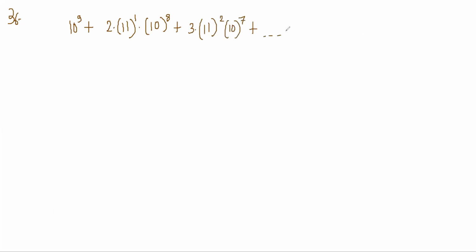Question 36. The first term is 10 power 9 plus 2 into 11 power 1 into 10 power 8, plus 3 into 11 power 2 and 10 power 7, and so on till 10 into 11 power 9, is equal to k into 10 power 9. Find k.